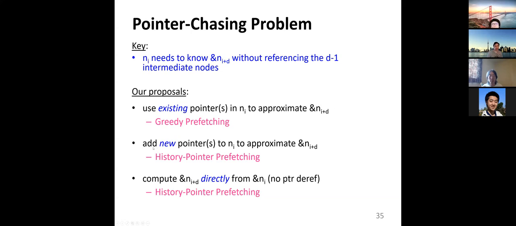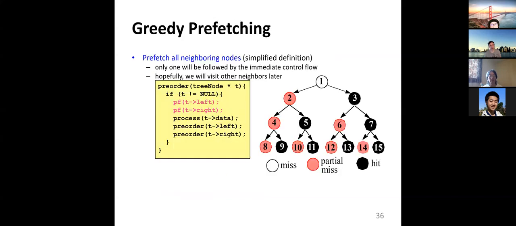Another idea is to add a new pointer to approximate that one. That's history pointer prefetching. I'm trying to keep some history with the pointer. The first time I see it, I store some information. Next time I see it, I have some history that I can use to predict. So I'm not just wildly guessing, I'm actually going to learn from the history of executions. And then we're also going to do some compute and directly access the element with no pointer dereferencing.